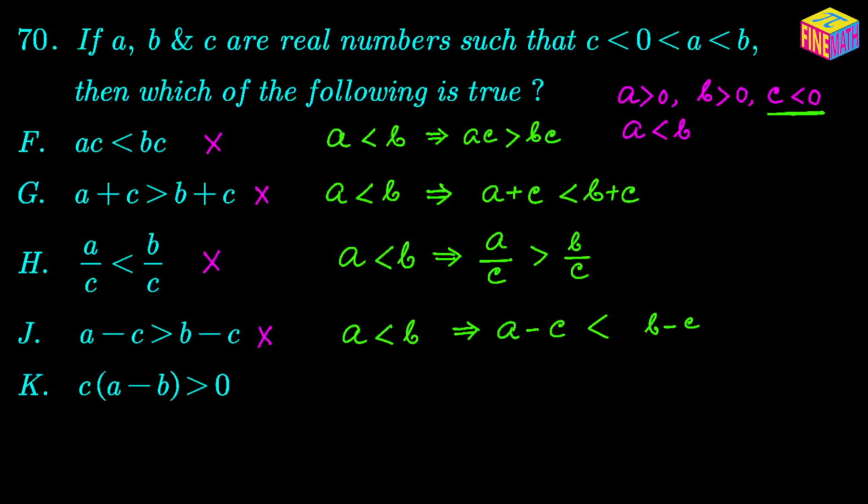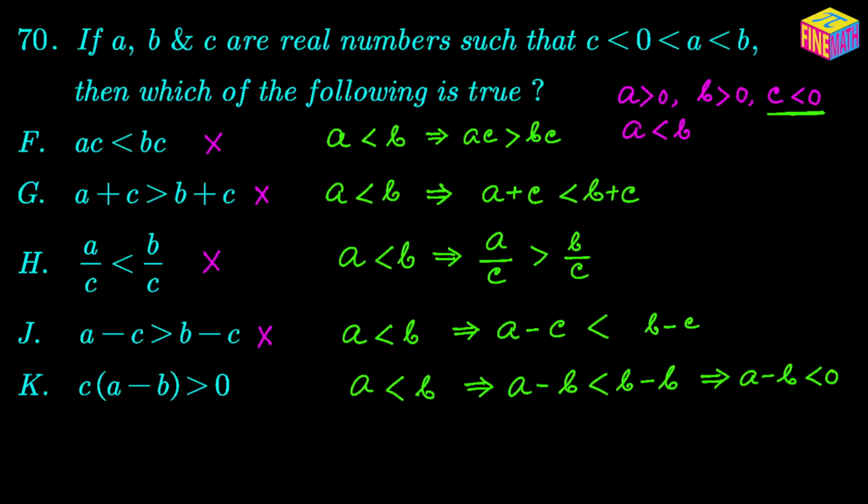Well, let's quickly check that. Now for the 5th one, we have C times A minus B. Well, is A minus B positive or negative? Well, let's start with the original inequality. We have A less than B, and if we subtract B from both sides, then we will get A minus B less than B minus B. So from here you can clearly see that A minus B is actually less than 0. That means the quantity A minus B is actually negative.